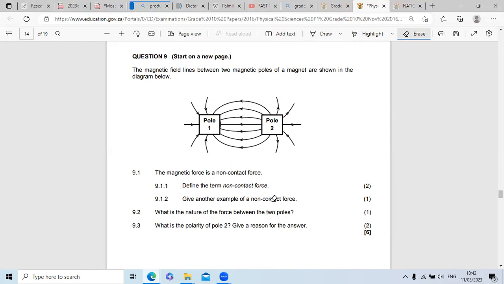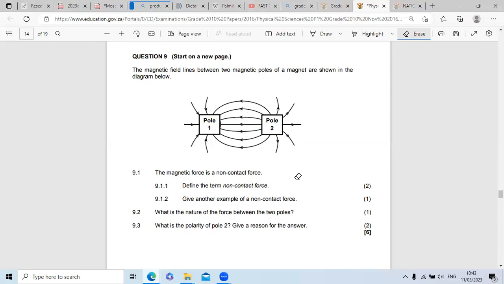From north to south. Exactly. So when it's traveling from north to south, you're just gonna look at the direction of the magnetic field, and you can describe whether pole 2 is the north or the south pole, by looking at the direction of the field lines. Pole 2 is the north and pole 1 is the south.